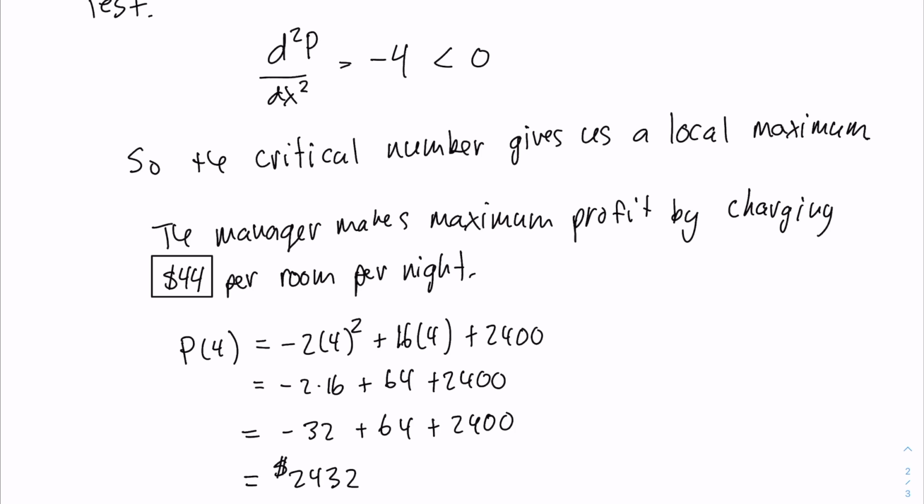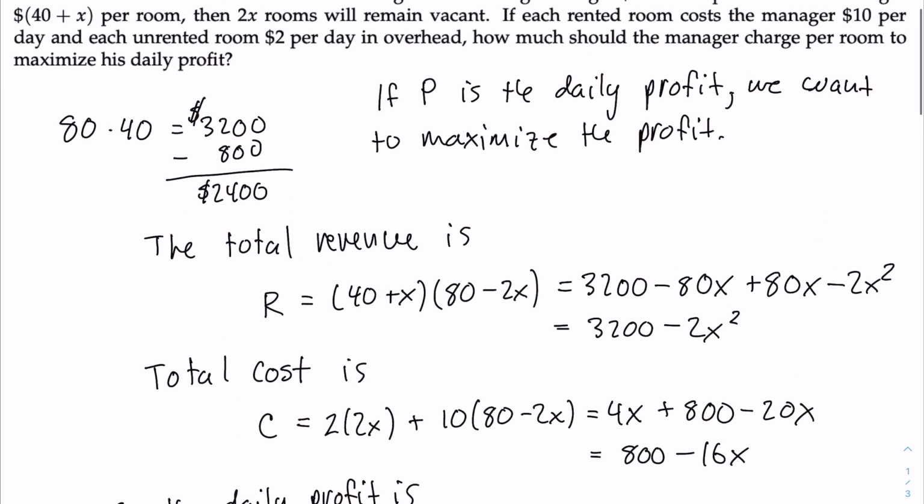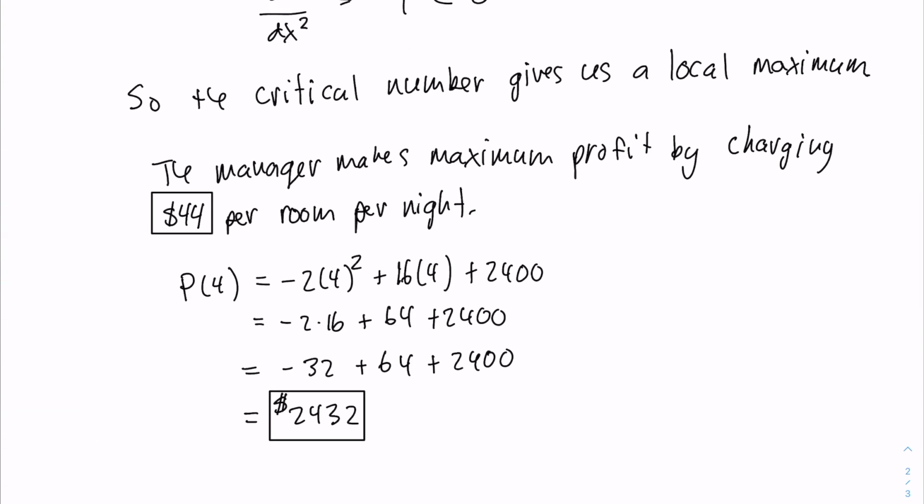That's what his profit is going to be, which is definitely more than he was making before if he rented all the rooms out, because he'd only make $2,400. So he makes an extra $32. With all that work, he makes an extra $32.